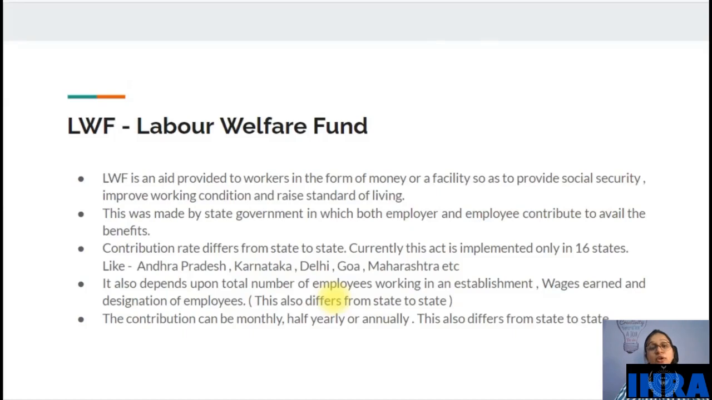It also depends upon the total number of employees working in an establishment, wages earned, and designation of the employee. So for this fund, how much amount, what are the facilities and everything, the rules differ from state to state, and this also depends upon how many employees are working in an establishment, what amount of wages they are earning, and what the designation of the employees is. The contribution can be made monthly, half-yearly, or annually. This also differs from state to state. In some states you have to contribute monthly, in some it's half-yearly or annually.